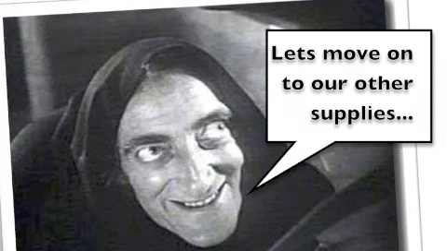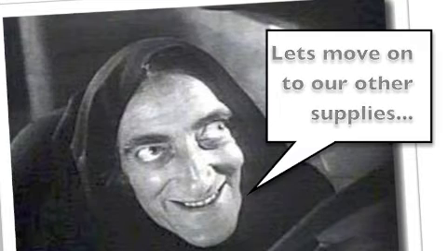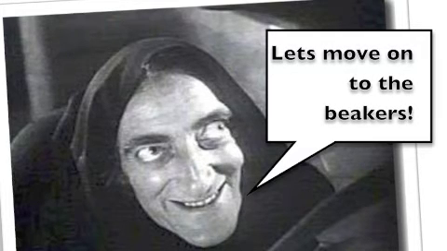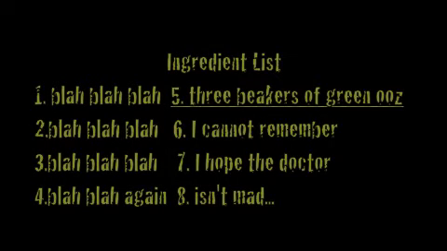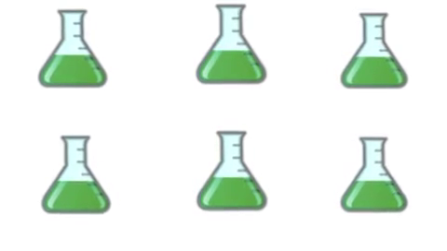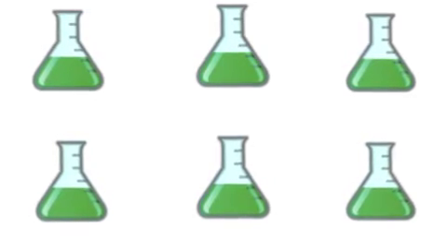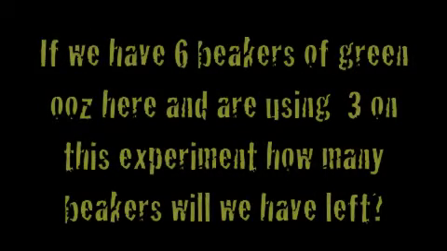Let's move on to some of our other ingredients. How about a couple more? How about the beakers? Quickly, quickly, to the beakers. We haven't got much time. Alright, our ingredient list calls for 3 beakers. And we have a total of 6 beakers here that have green ooze in them. How many beakers of ooze will we have left after this wonderful, crazy experiment?